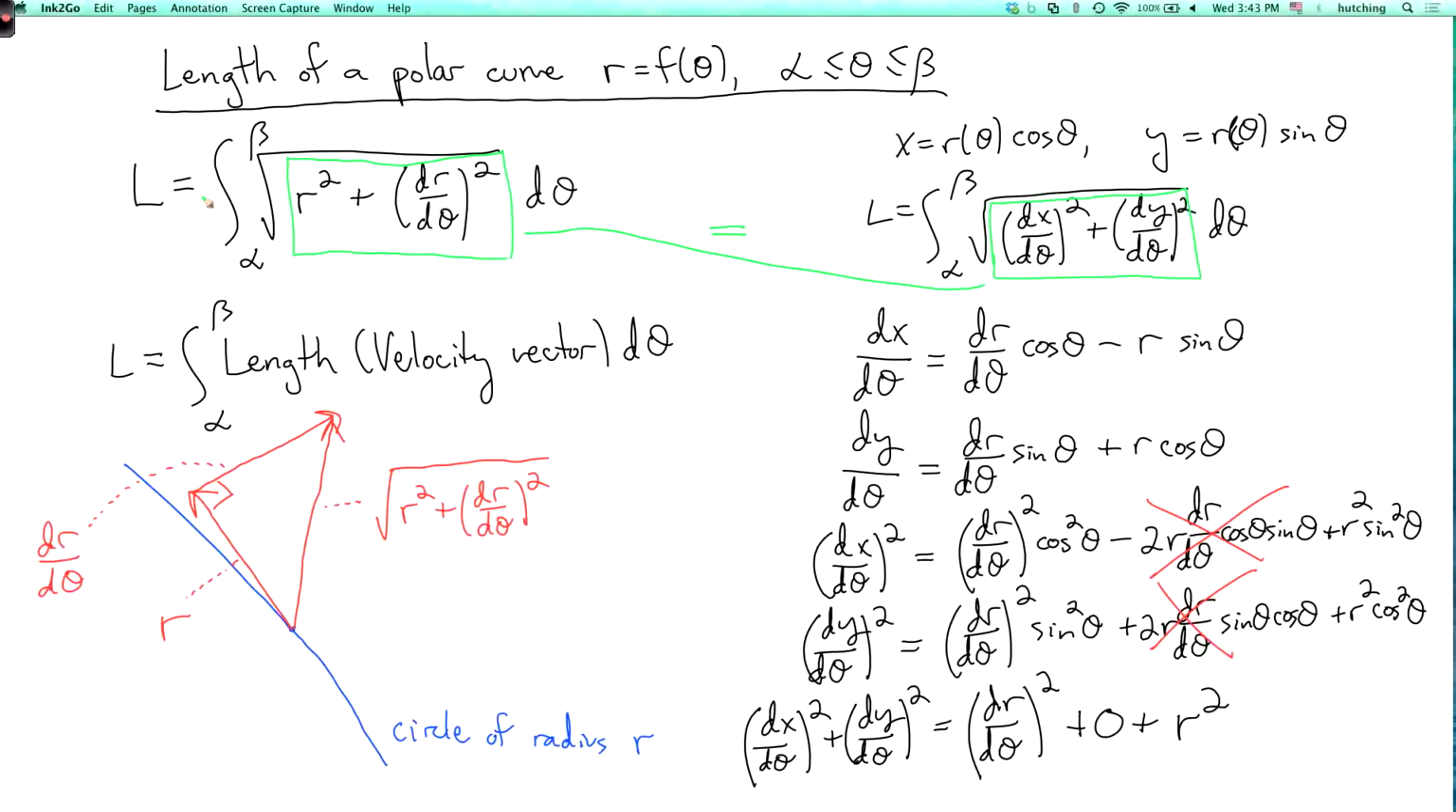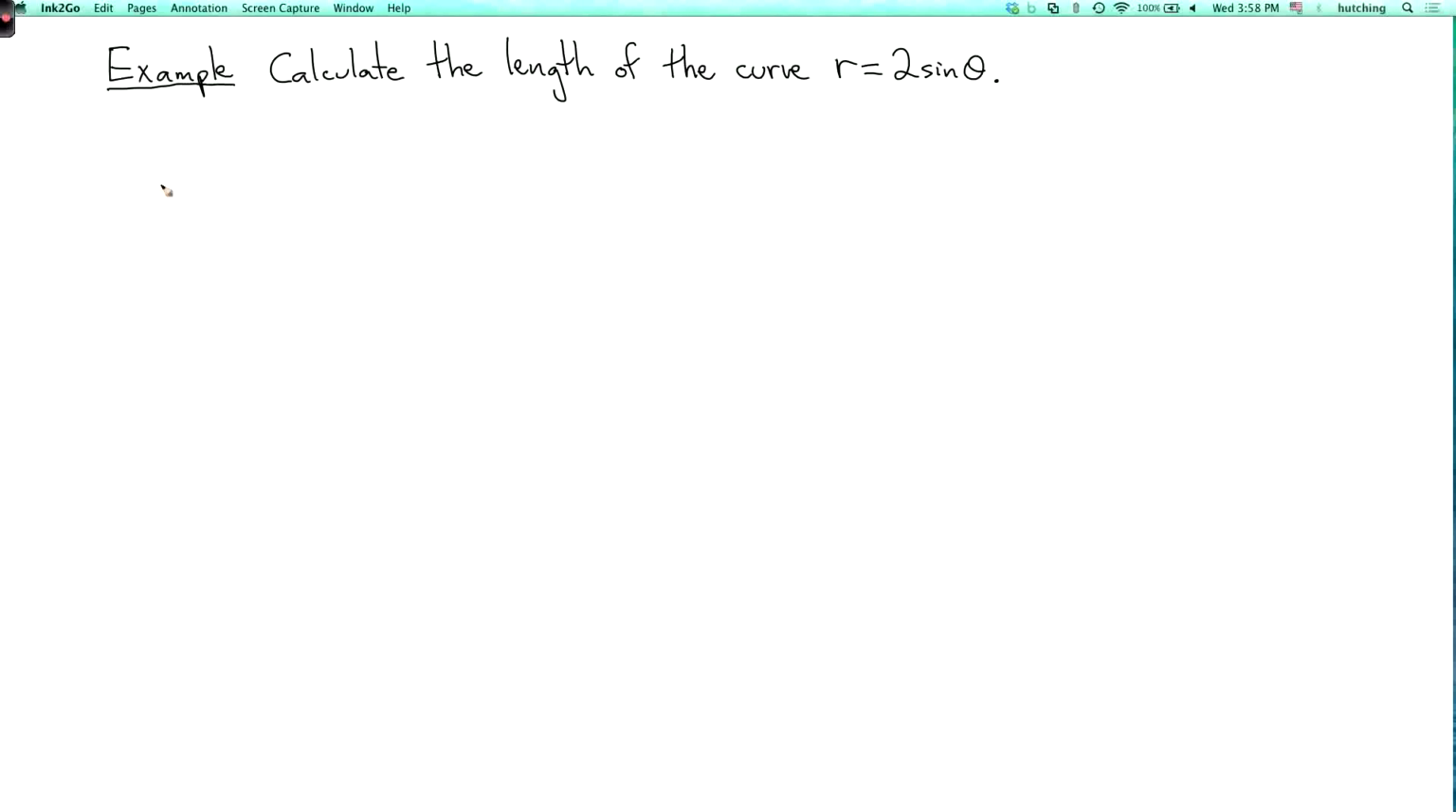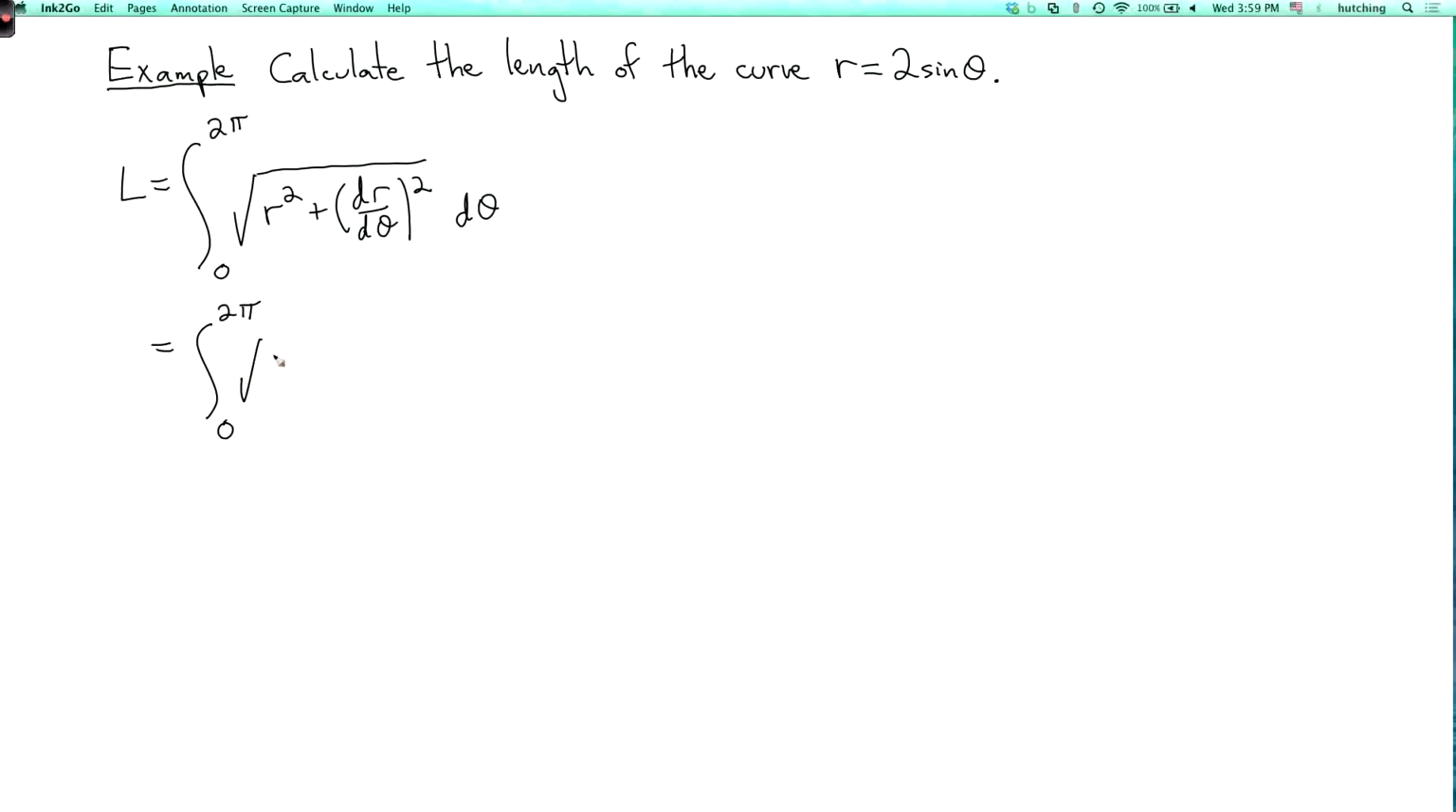Let's do an example. Let's calculate the length of the curve r equals 2 sine theta. We know that the length is the integral of the square root of r squared plus (dr/d theta) squared d theta. Now, what are the limits of integration? Well, by default, if they're not specified, then we would go from 0 to 2 pi. Okay, so we have the integral from 0 to 2 pi of the square root. Now, r is 2 sine theta, so I square that. And dr/d theta is 2 cosine theta, so I square that.